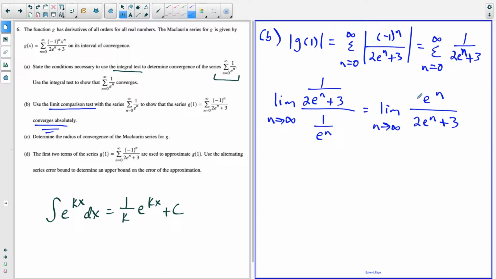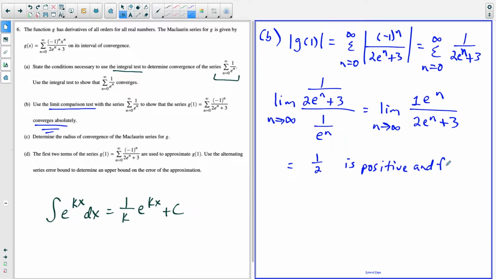And now when we work this limit out, you can see there's an invisible 1 in front. Since in the numerator and denominator, the leading terms are e^n, and they go to infinity at the same rate, to find this limit, we just look at the ratio of their coefficients, and that's just going to be 1/2. And we should comment here that 1/2 is positive and finite.